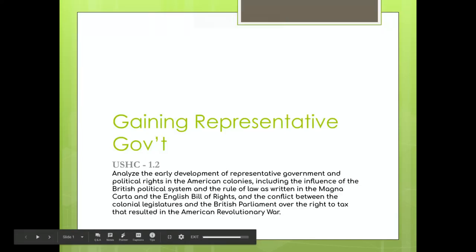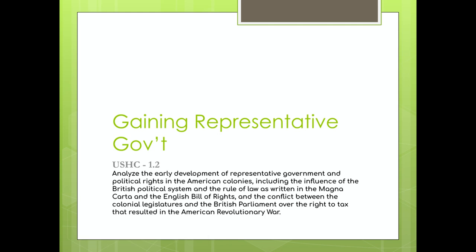Let's talk a little bit about what Indicator 1.2 is about, and I've got it listed on here. Analyze the early development of representative government and political rights in the American colonies, including the influence of the British political system and the rule of law as written in the Magna Carta and the English Bill of Rights, and the conflict between the colonial legislatures and the British Parliament over the right to tax that resulted in the American Revolutionary War. So that is what Indicator 1.2 is about. We're going to try to address all of those things in this presentation.